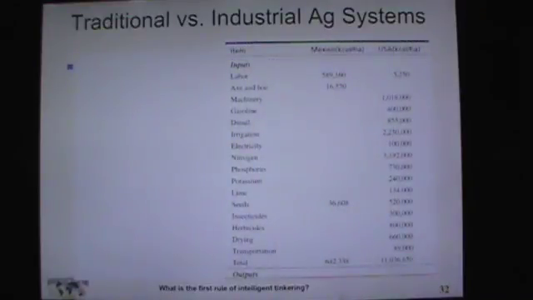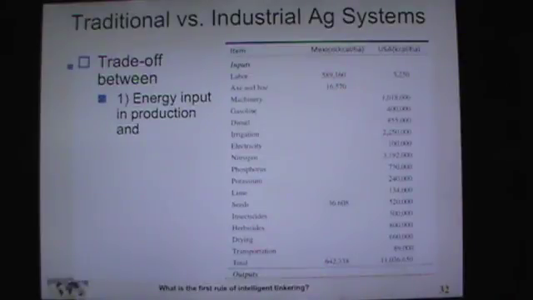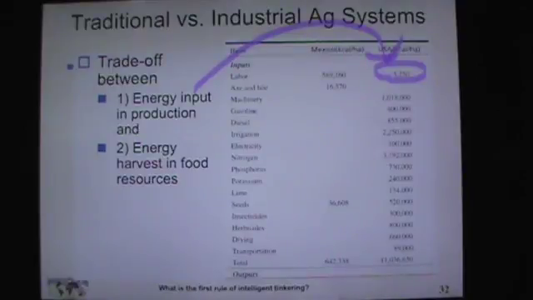So this is kind of a look at the economics, the energy inputs for these two systems. Trade-off, heavy energy input and production, which is what this traditional chemistry is. There's very little labor involved in terms of the energy input in the traditional. Energy used for industrial ag versus the energy used for more traditional ag. So energy input and production versus the energy you get back.